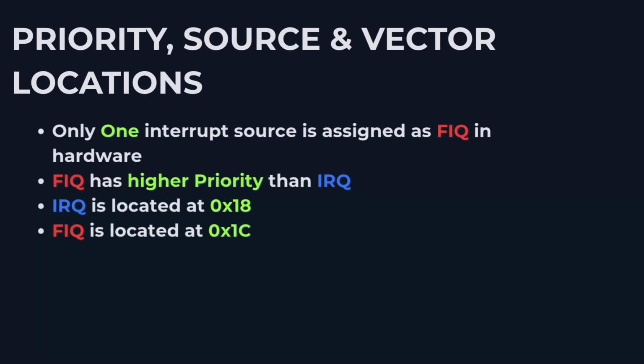In the ARM7 architecture, each interrupt has a fixed location in memory called the vector table. IRQ is located at address 18, FIQ is at 1C. This is how the processor knows where to jump when an interrupt occurs. You can think of it like this. IRQ is for general purpose tasks, while FIQ is reserved for the most critical high speed operation. FIQ is faster than IRQ because it has higher priority, a private set of working registers, and requires less time to start execution. But only one interrupt can use it in LPC2148.